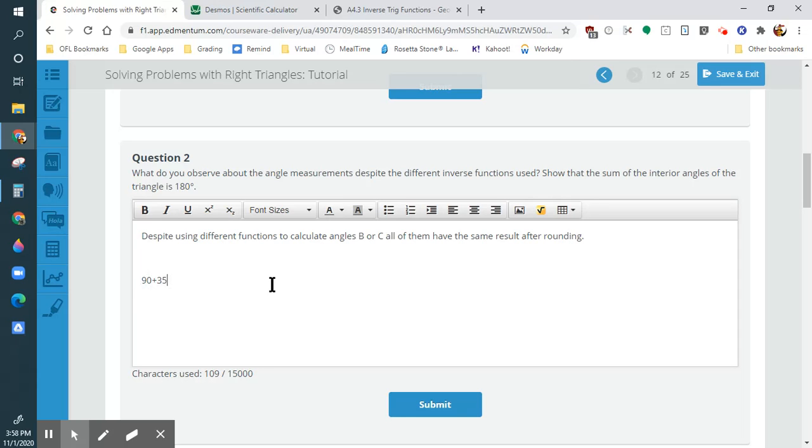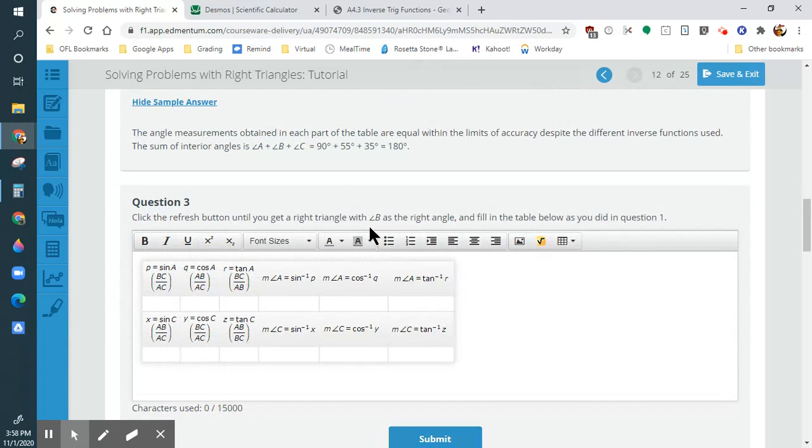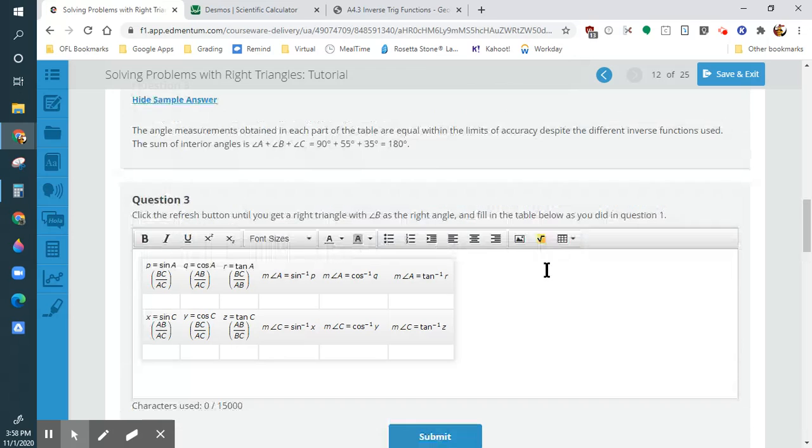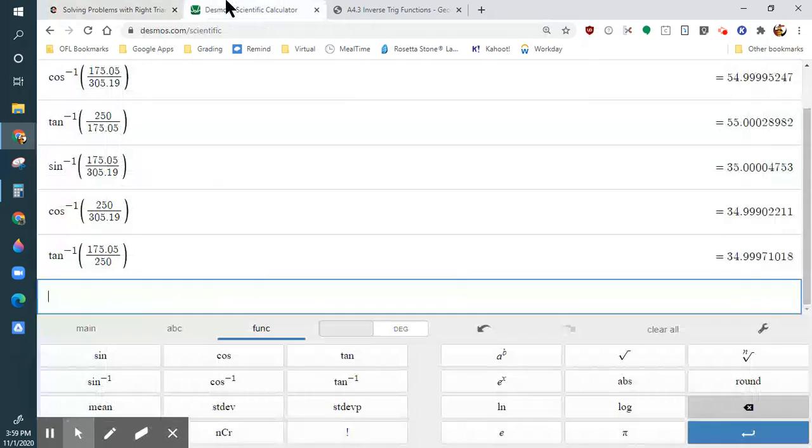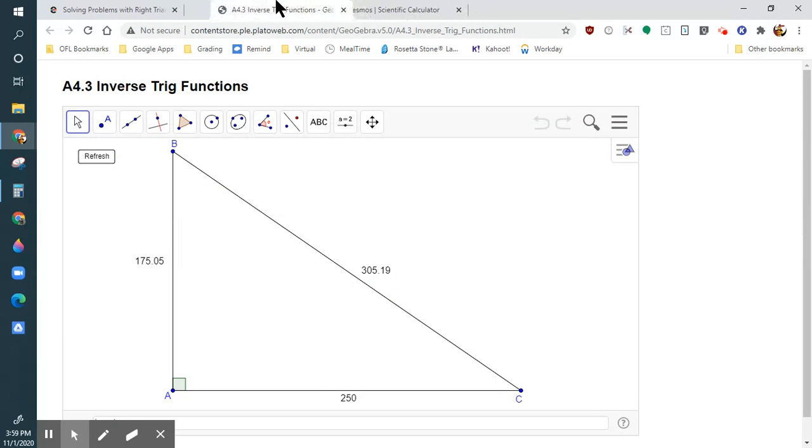90 plus 35 plus 55 equals 180. I don't know why they want you to show your calculation, but there's a calculation. All right, and now what are we going to do here? Click refresh button until angle B is a right triangle. Click this one until it's a right triangle.